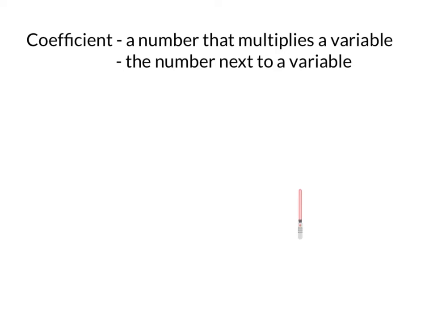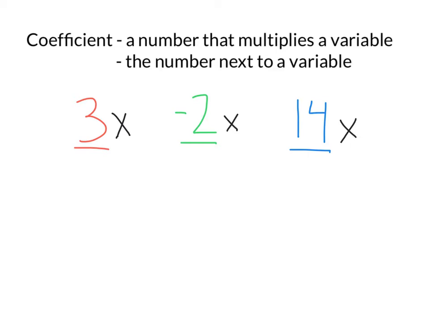Mr. Z, tell me what a coefficient is. All right, easy, Darth, I got you. A coefficient is a number that multiplies a variable. I like to think of it as the number directly next to the variable. In these examples, the coefficient is 3, -2, and 14. Each of these numbers is multiplying to the variable x, or just directly next to the variable.